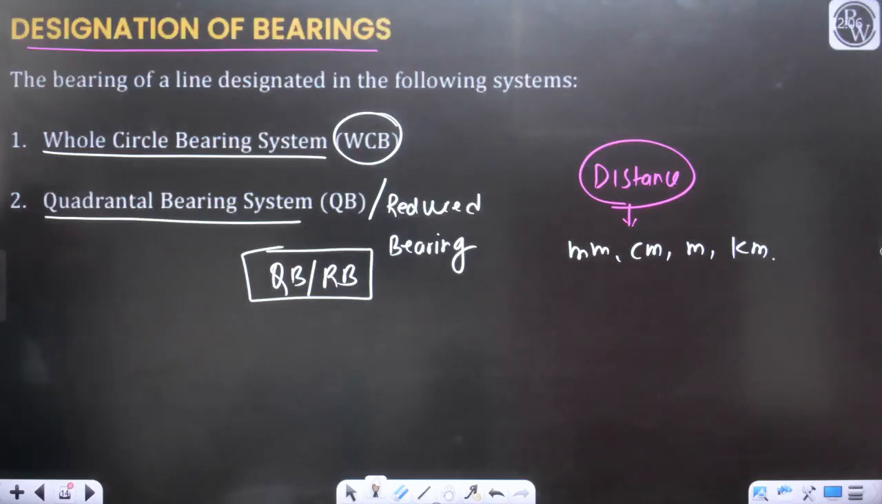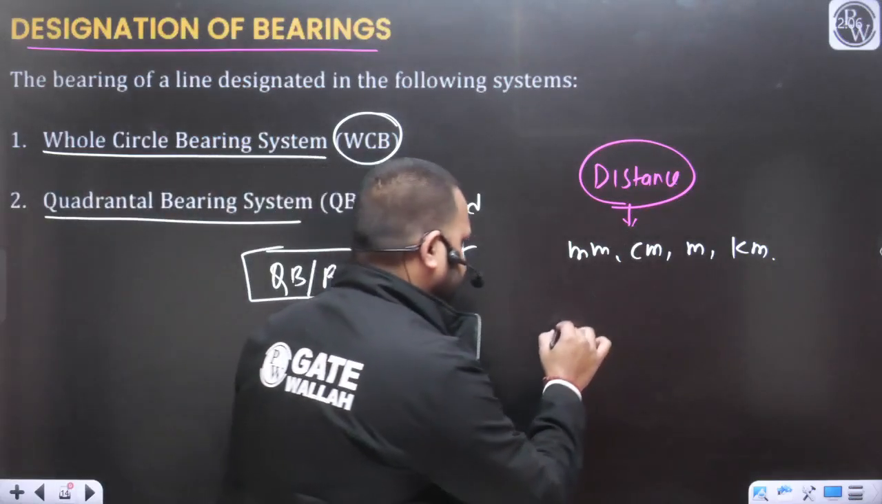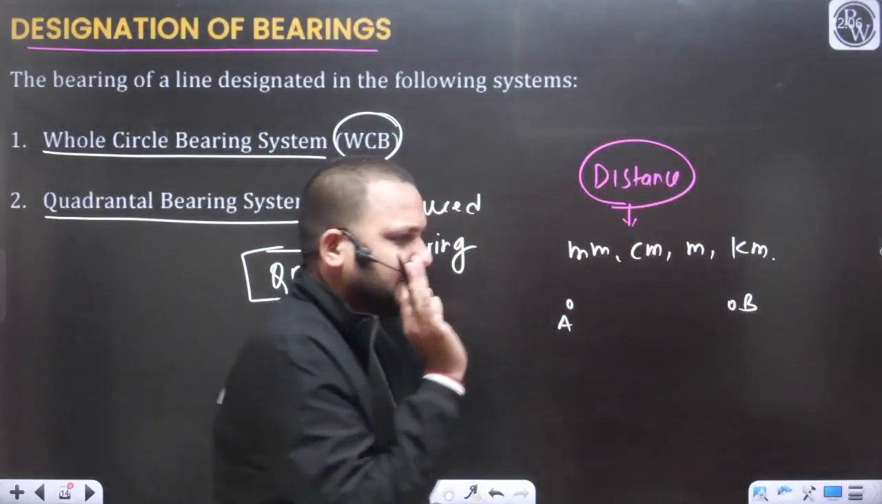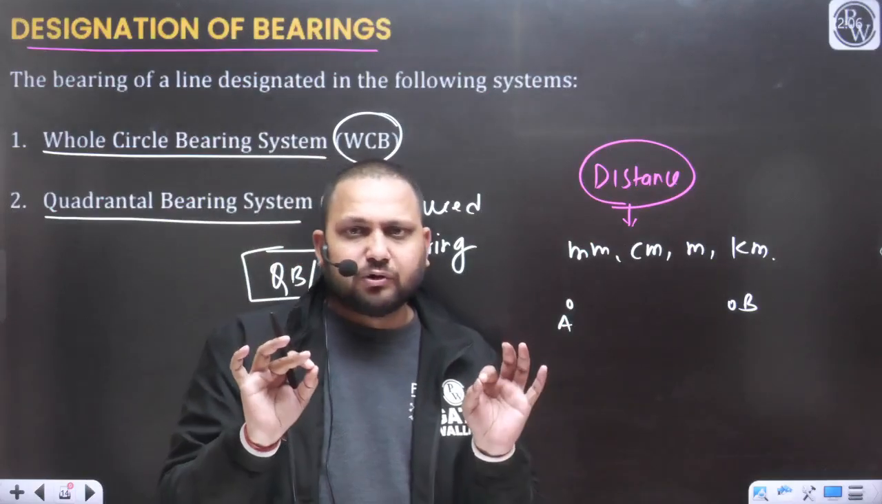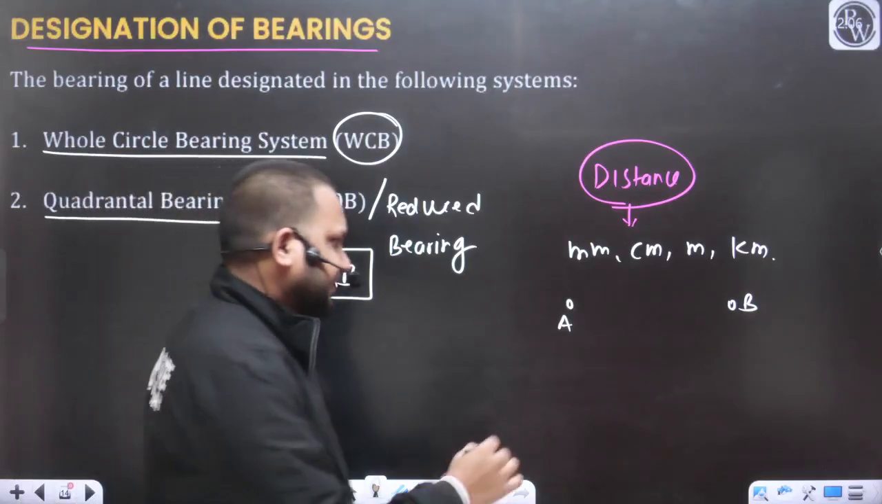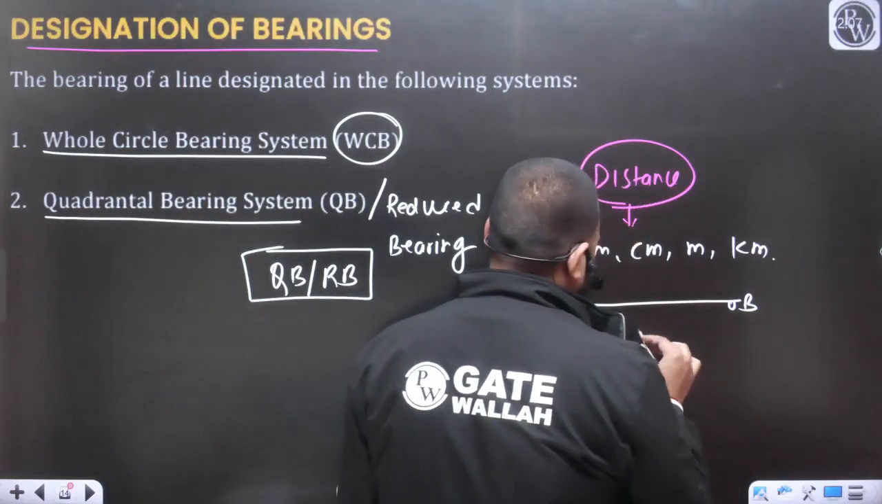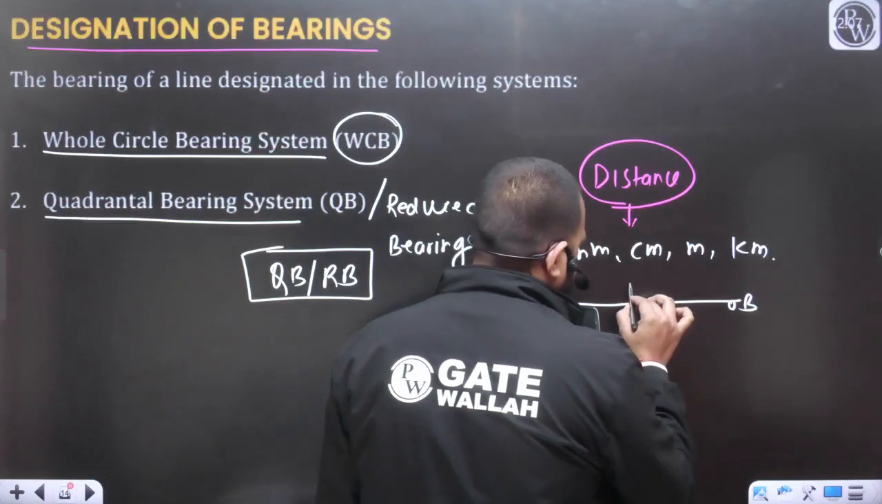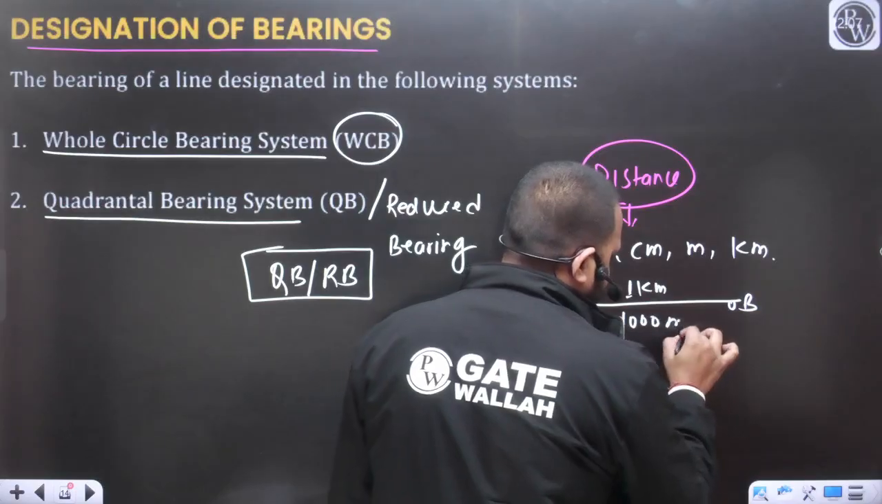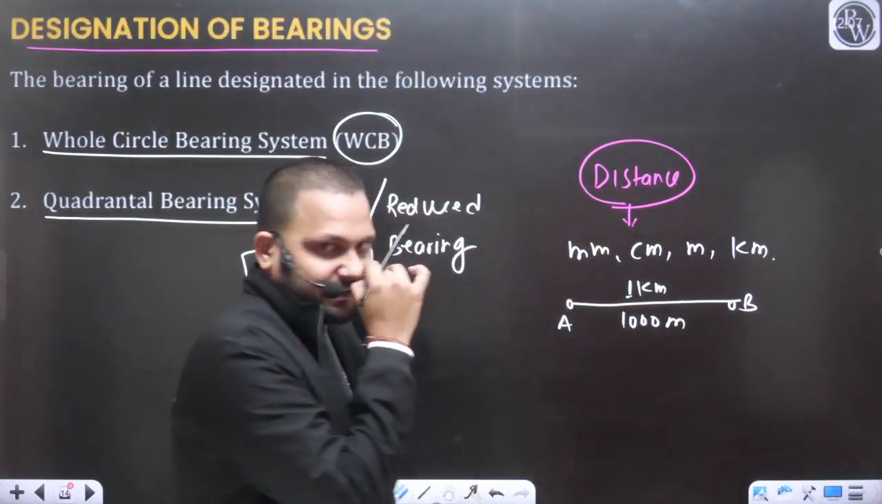For example, let's say this is the point A and this is the point B. Whatever units we are considering, no matter, the actual distance will not change, right? So for example, the distance between the point A and B is 1 kilometer. The same we can represent as 1000 meter. Yes or no? But the distance will remain the same.